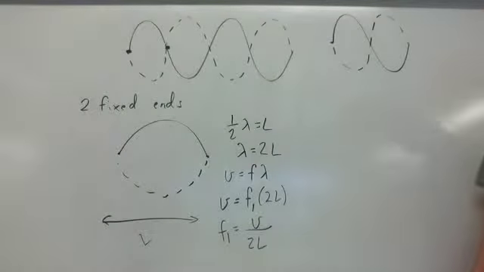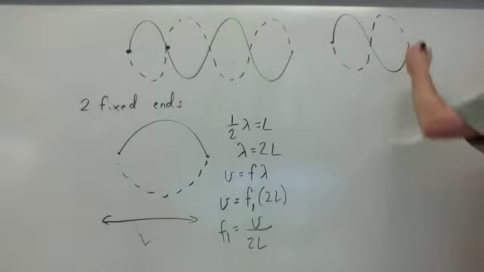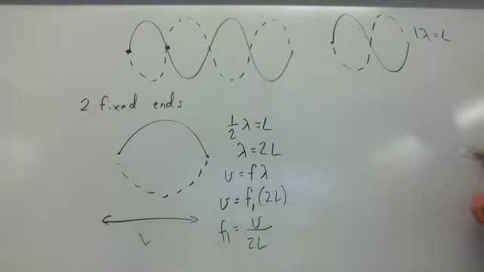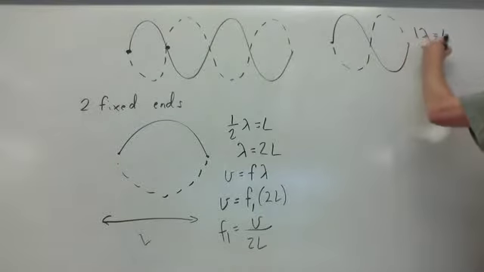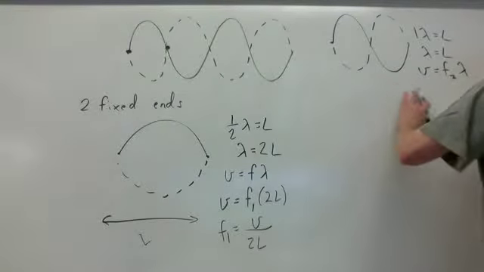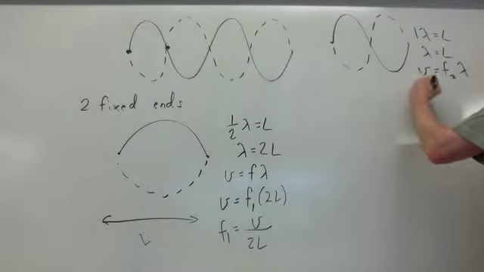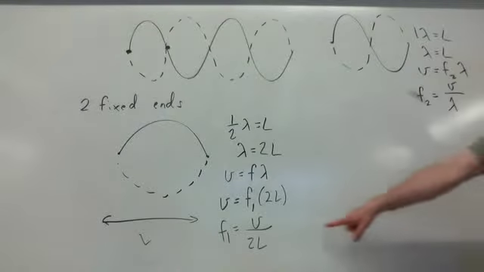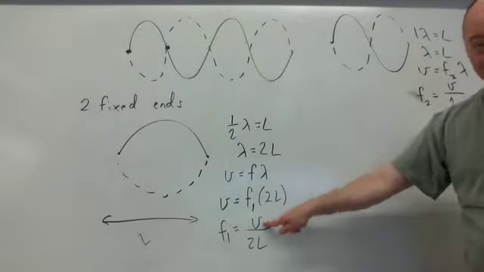Okay? If you do the same steps, you would say, all right, I have one wave equals L. So wavelength equals L. I know V equals F2 times my wavelength. Is everybody still with me there? So I now get F2 equals V over my wavelength. Okay, if you look, V has to be the same, right?